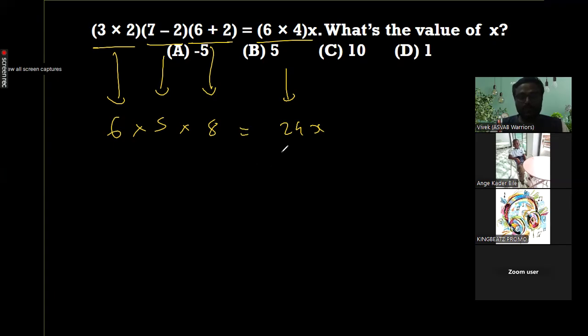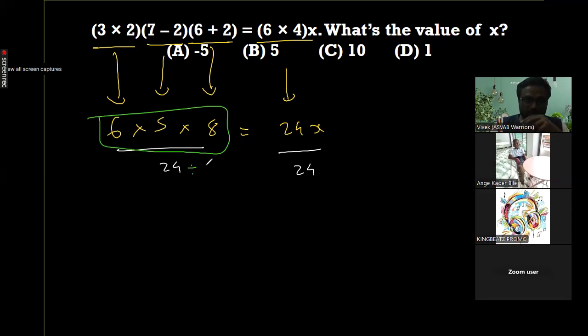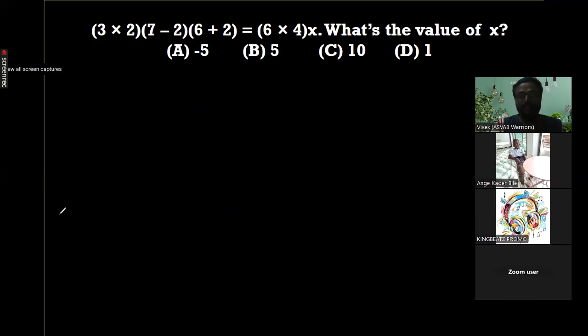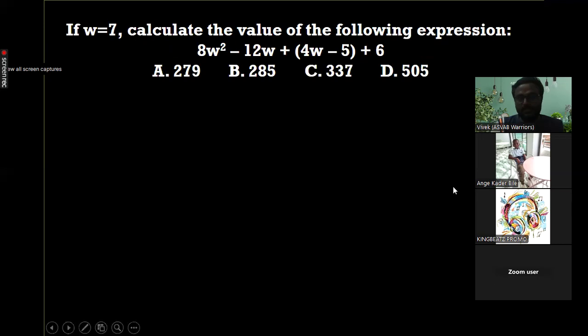Now, here, divide both the sides by 24. So everything is in multiplication over here. So 24 can be divided by 6. This 6 can be divided by 6. Cancel this out. So we have 4. 4 times 1 is 4. 5 times 2 is nothing but 10. So x is equal to 10. Let's move on. Appreciate it.